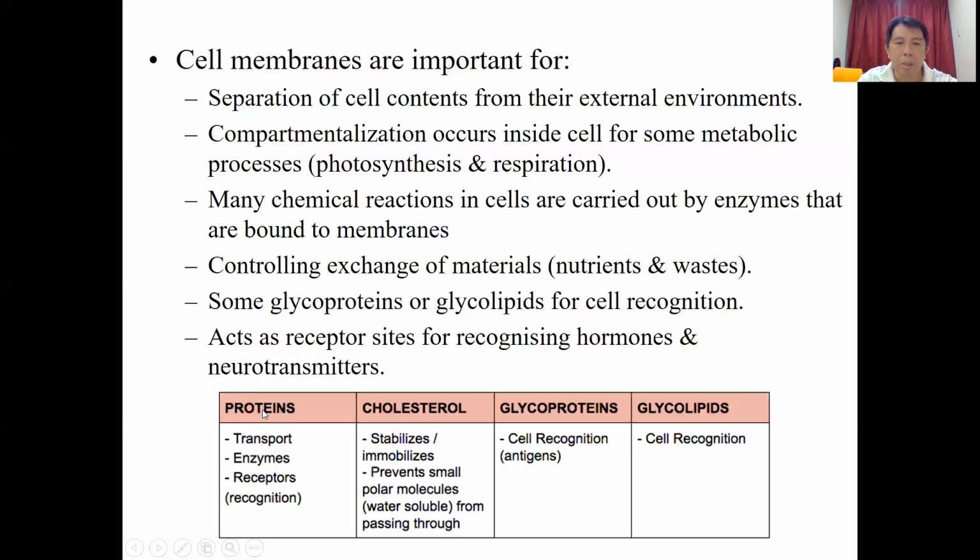So in summary, for the cell membrane, the proteins are used for transport, enzymes, and receptors. The cholesterol is used to stabilize the cell membrane and prevent small polar molecules from passing through. Then the glycoproteins and glycolipids are used for cell recognition.